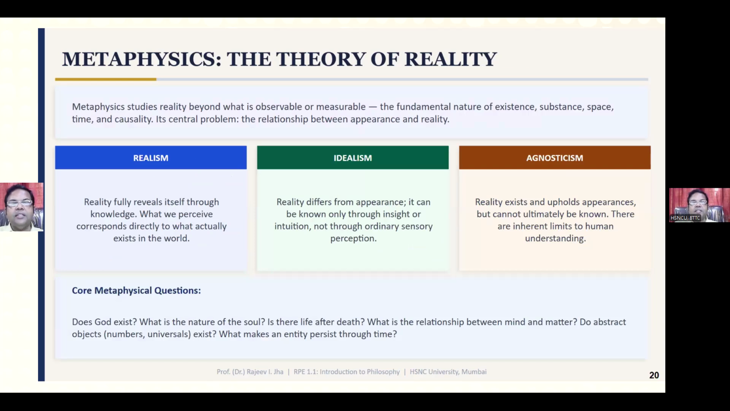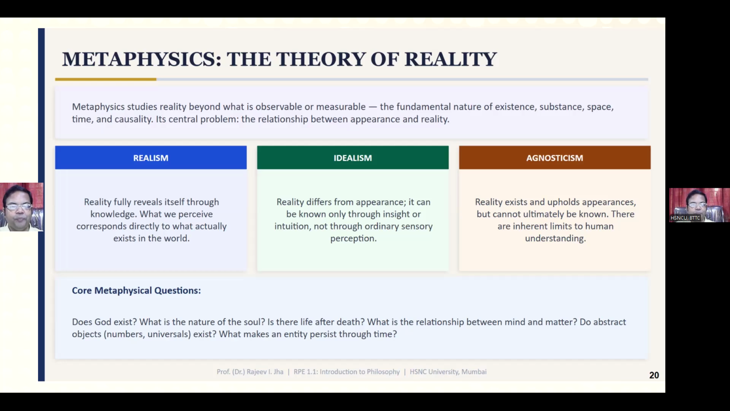Metaphysics studies reality beyond the observable, the fundamental nature of existence, being, space, time, and causality. Its central and most perennial problem is the relationship between appearance and reality. Consider the central question: does the world fully reveal itself through our knowledge of it, or does a portion of reality remain forever beyond reach?